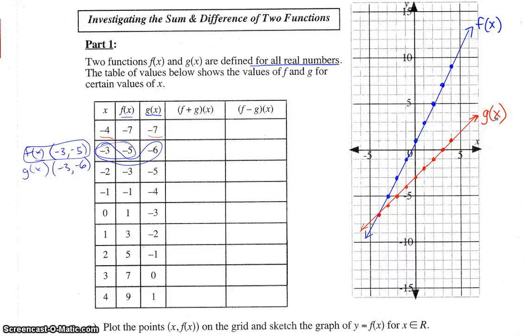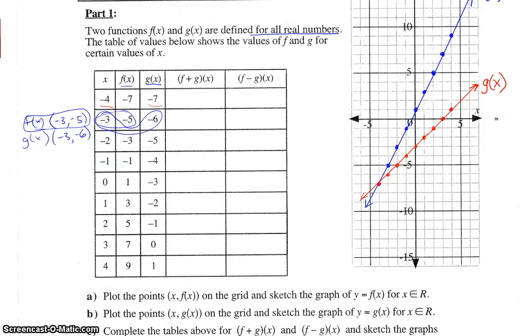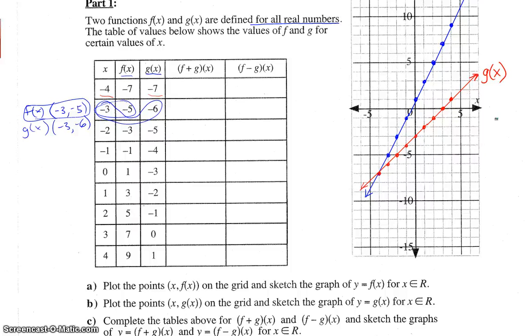Okay, so does your g of x graph look like my g of x graph? It should be a straight line again, with a little less of a slope. Okay, let's see what our next step is. Part C: complete the tables above for (f plus g) of x. Now remember, when you see that, we know that's the same as f of x plus g of x, from our initial notes up above.